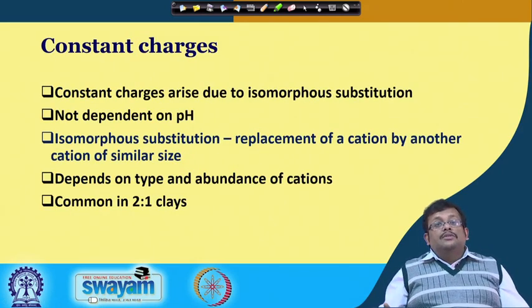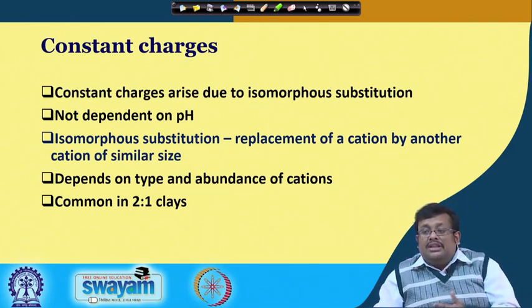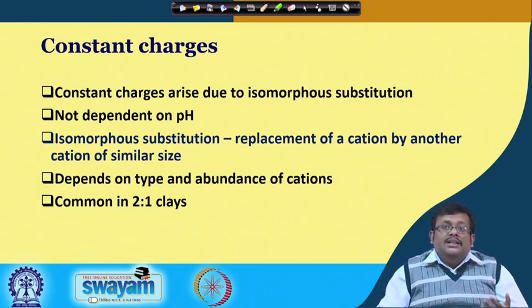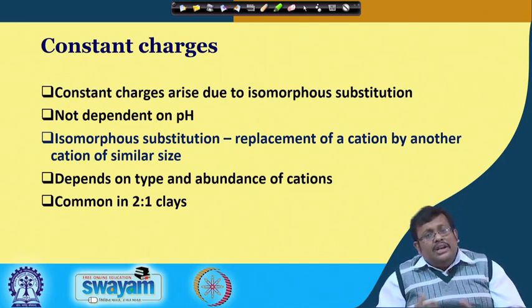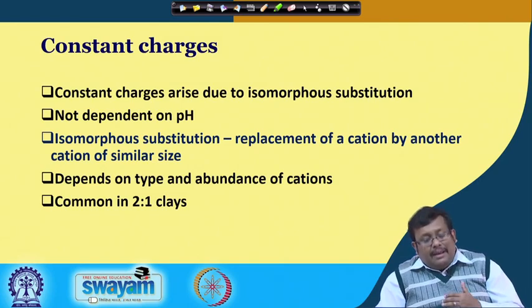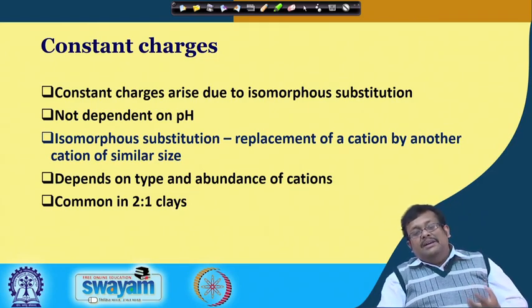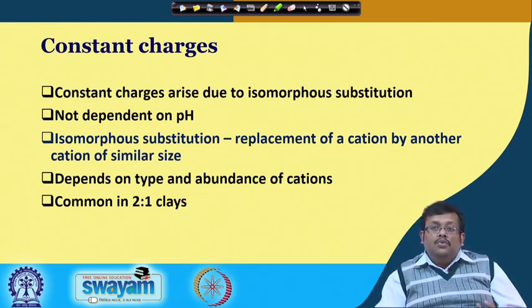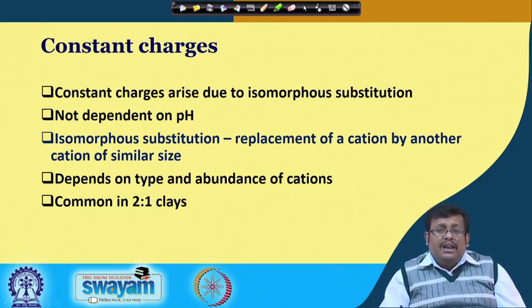Constant charge arises due to isomorphous substitution, and it is called constant or permanent because it does not depend on the variable pH. It depends on the internal structure of the clay mineral. It only depends on isomorphous substitution, which is basically replacement of a cation by another cation of similar size, and depends only on the type and abundance of the cations. This type of isomorphous substitution you can see in 2:1 type clays like montmorillonite, vermiculite, and illite. I have already discussed them in our last lecture.